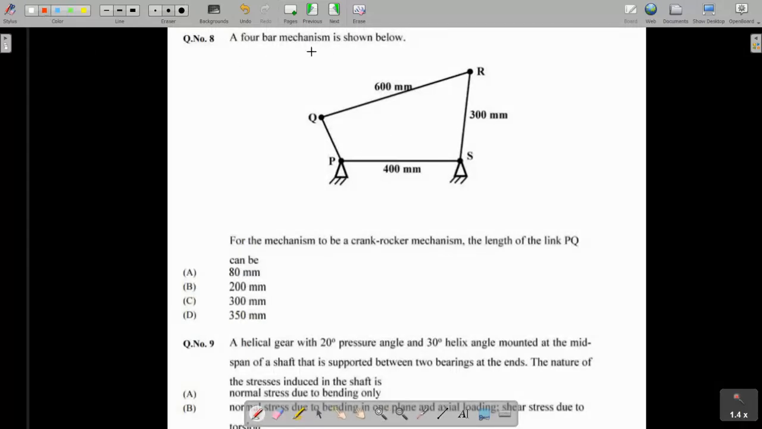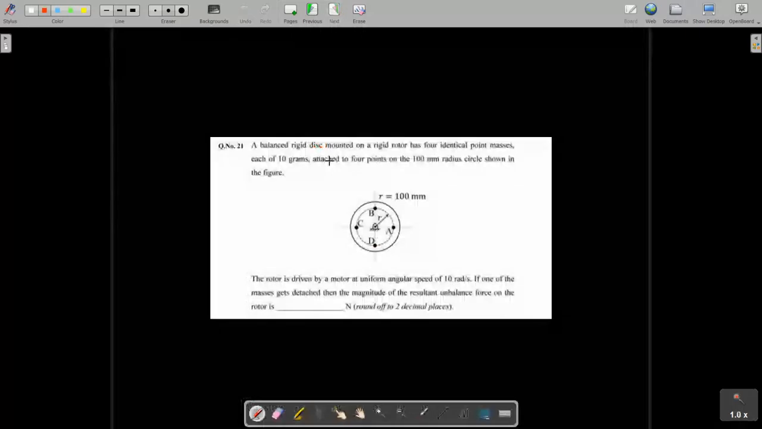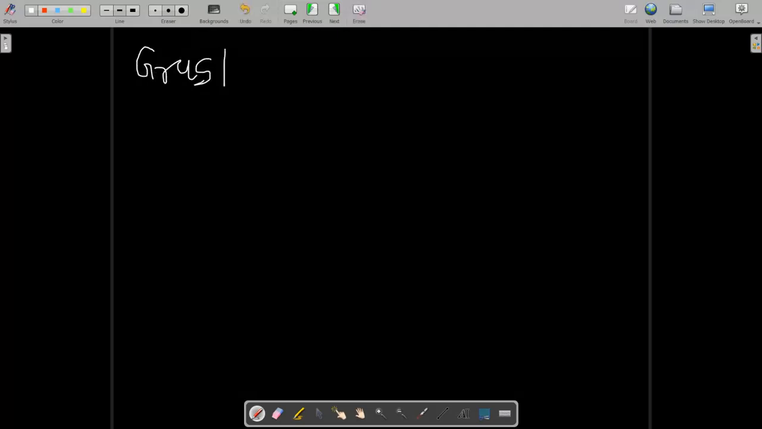A 4-bar mechanism is shown below. It is PQRS, the 4-bar, and here PS is the fixed link. For the mechanism to be a crank rocker mechanism, we have to find the length of link PQ. For any successful mechanism, a 4-bar mechanism, it must first satisfy Grashof's law.